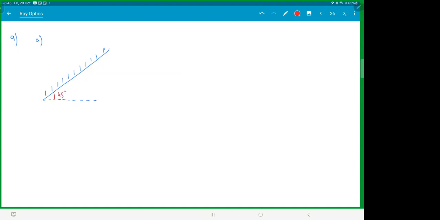So we have a mirror at 45 degrees and we have an arrow. A, B, C, D. Draw the image. Easy one.